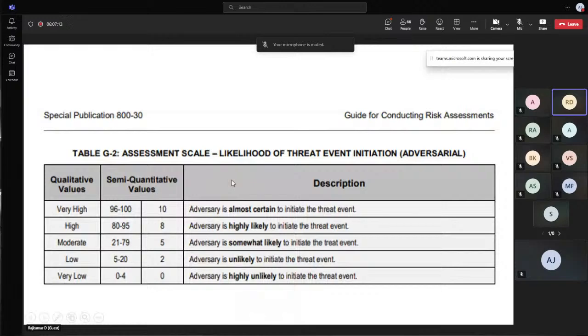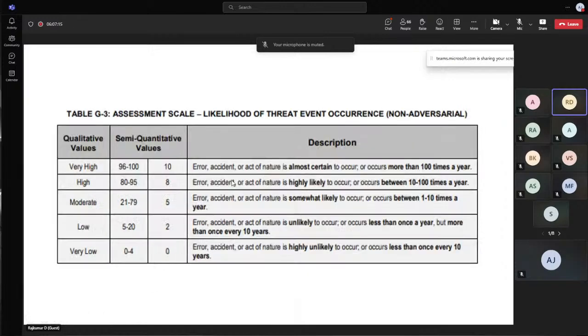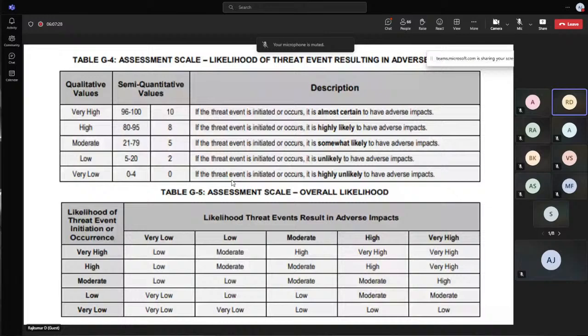So here are some numbers again with the example. It has happened more than 100 times in a year. It has happened between 1 to 100. It has happened between 1 to 10, or it has happened 0 occurrences, or 10 or more than that. Here is a matrix based on which you calculate, based on the likelihood and based on the threat. It is very high, moderate, low, very high, moderate, low, very high, high, etc.